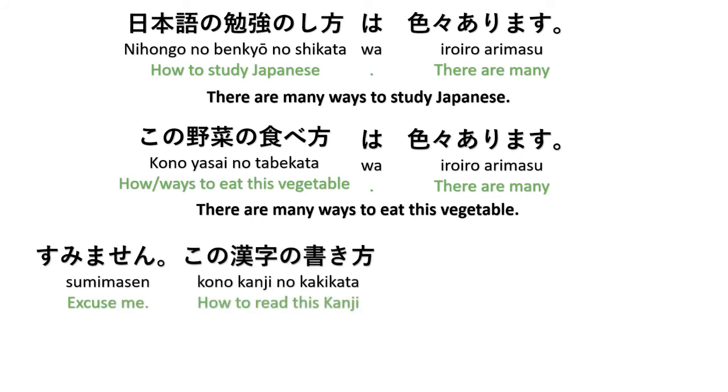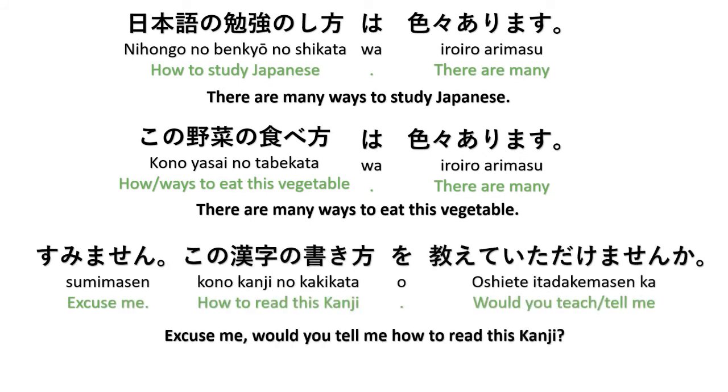Sumimasen. Kono kanji no yomikata o oshiete itadakemasen ka? Excuse me, would you tell me how to read this kanji? So, kono kanji no yomikata o, it's a direct object. Oshiete itadakemasen ka? Would you teach me how to read this kanji? Okay?